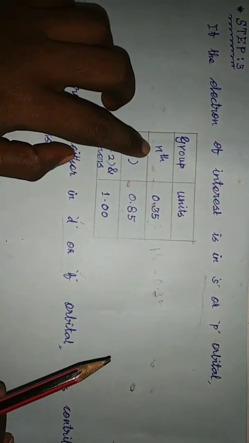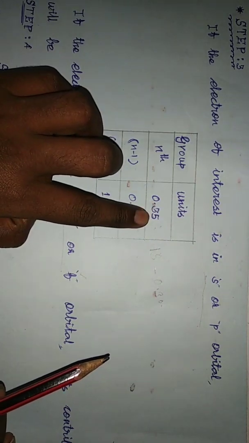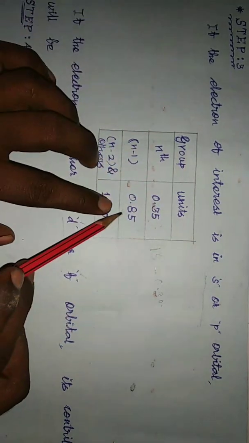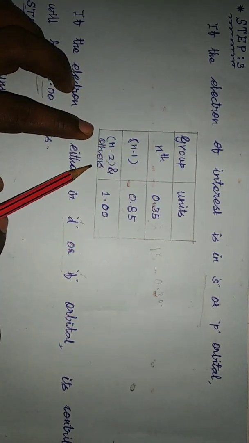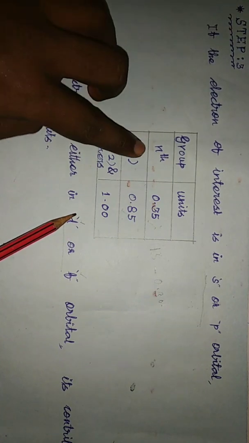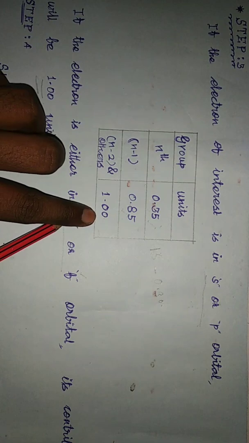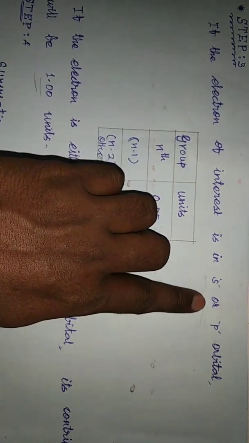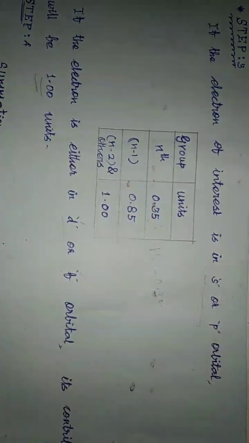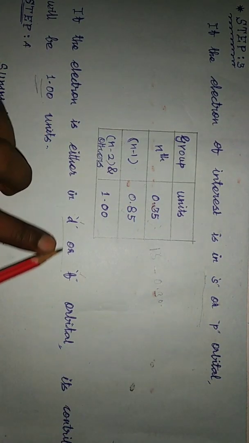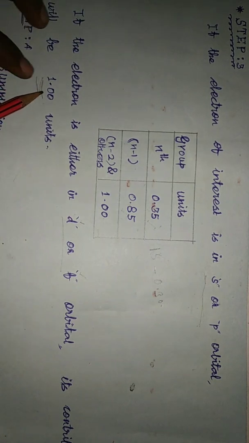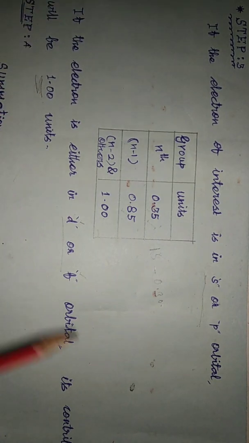Okay, if the electron of interest is in an s or p orbital, then the electrons in the nth shell are multiplied with the value 0.35. For the electrons in the n minus 1th shell, the shell before that, we have to multiply with 0.85. Then all the remaining electrons are multiplied with the value 1.0, that is 1. Remember these three: nth shell 0.35, n minus 1th shell 0.85, and all remaining electrons are multiplied by 1, only when the electron of interest is in an s orbital or a p orbital. If it is in a d or f orbital, no problem, we can multiply all the electrons by the value 1.